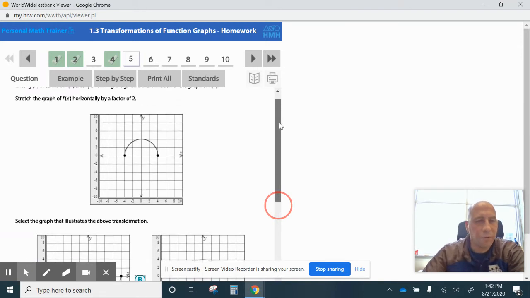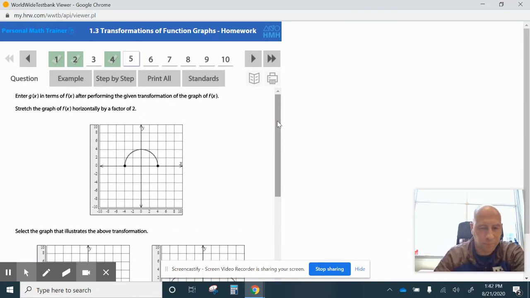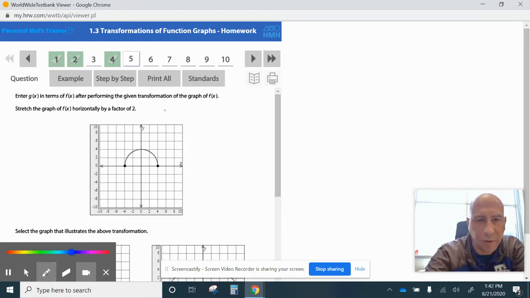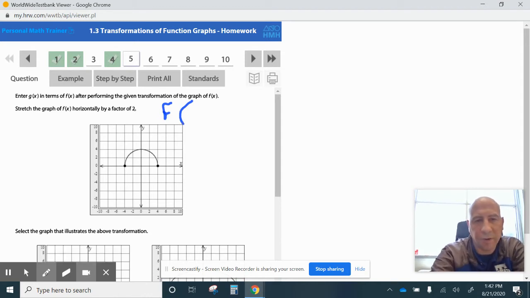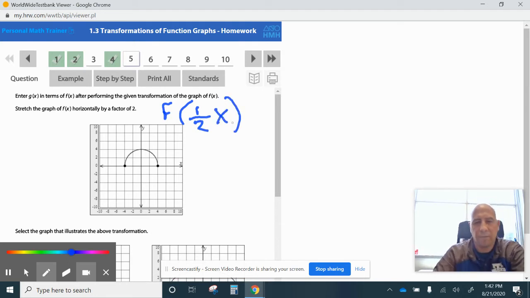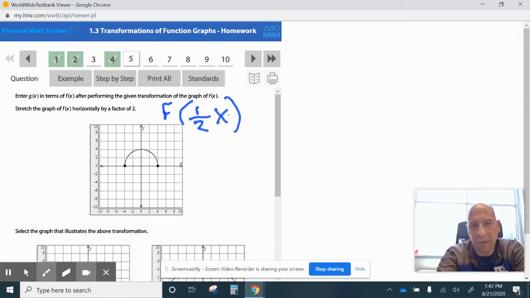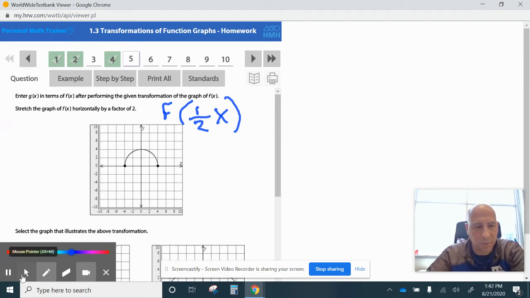It's a horizontal, so it actually is, and believe me, I spent some time working on this. It's F of, you actually have to take the 2 and do the reciprocal of the 2 to make that a fraction, 1/2, and then you put it next to the x. Okay, the 1/2 has to be in front of the x. You can't put x divided by 2. I tried that. Okay, so now let's do that.